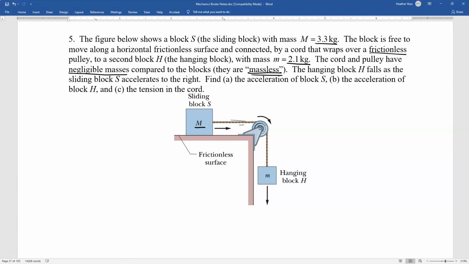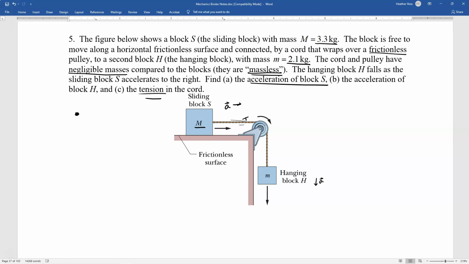Now we want to find the acceleration of block S. So how big is the acceleration that's going to the right? We want to find the acceleration of block H. So what is the acceleration of it that's going down? And we want to find the tension in the cord here. So let's get started.